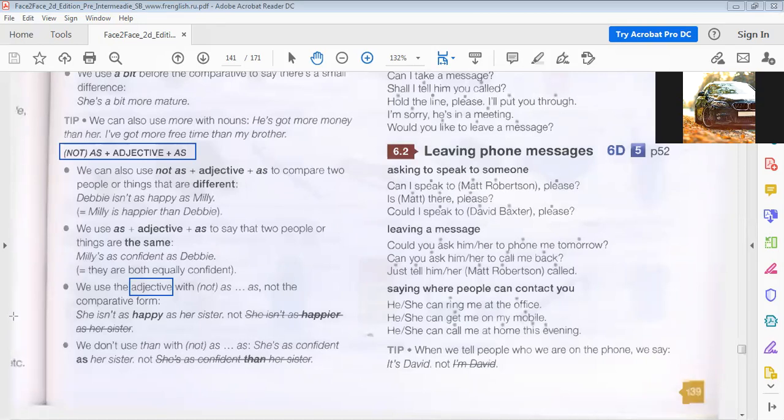Can you read where's Manal, can you read this tip? The last tip. Can you read this for us? What does it say here? She isn't as happy as her sister. Not she isn't as happier as her sister. Would you then not as she's as confident as her sister? Not she's as confident than her sister.